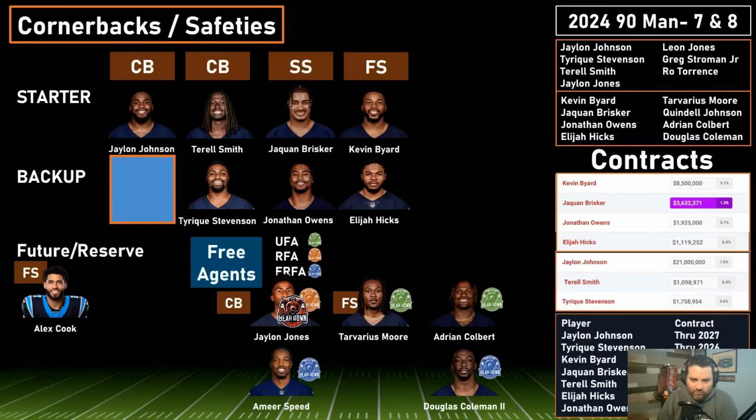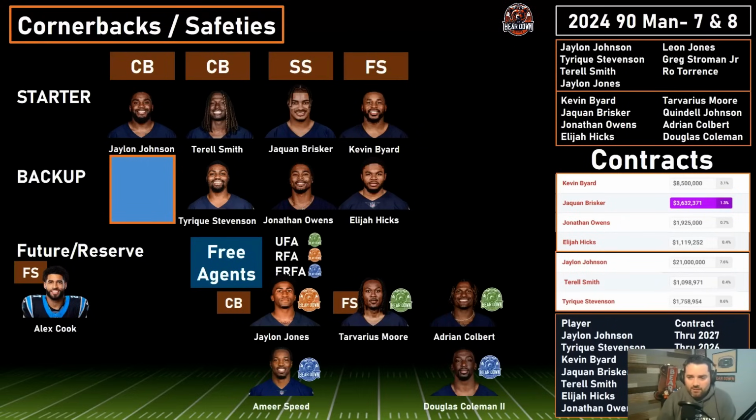Jalen Jones would be the one that I would think we would match an offer and fill that last spot. He was worth it. Tavarius Moore, Adrian Colbert, both unrestricted. Doug Coleman, Amir Speed, both exclusive right. And even as exclusive right, we could sign Douglas Coleman and just cut him at 53-man cutdown time and sign him back to the practice squad. That happens too, even if you do sign an exclusive right. Alex Cook is the one we signed to a future reserve contract. Don't overlook him. Looks pretty promising as well.